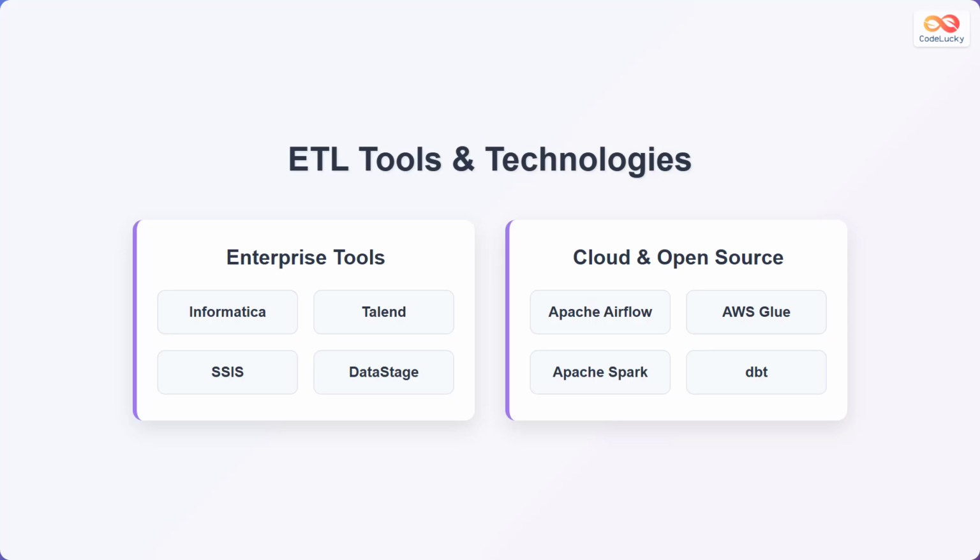A wide range of tools and technologies are available for building ETL pipelines. These tools can be broadly categorized into enterprise tools and cloud and open source tools. Enterprise tools include Informatica, Talend, Structured Query Language Server Integration Services, and DataStage. Cloud and open source tools include Apache Airflow, Amazon Web Services Glue, Apache Spark, and Data Build Tool.